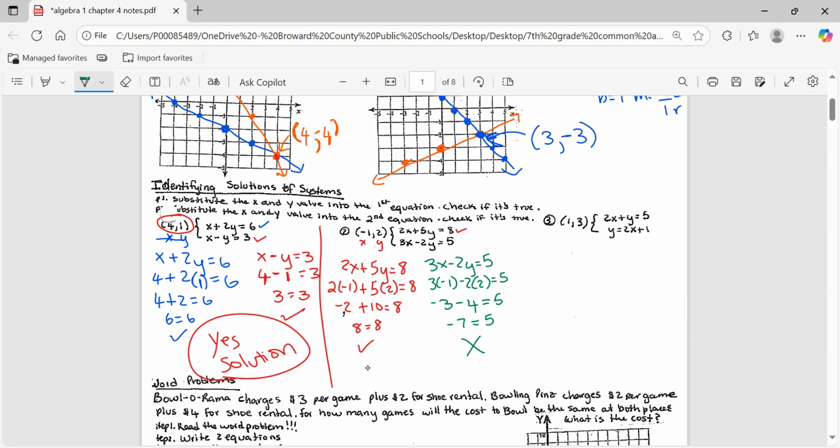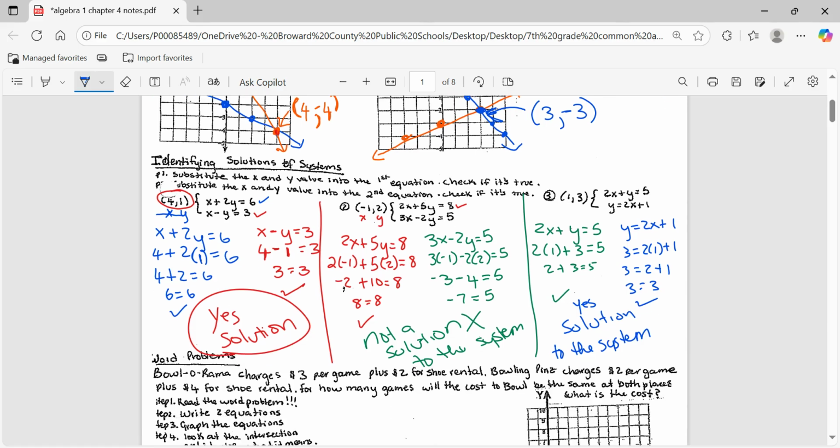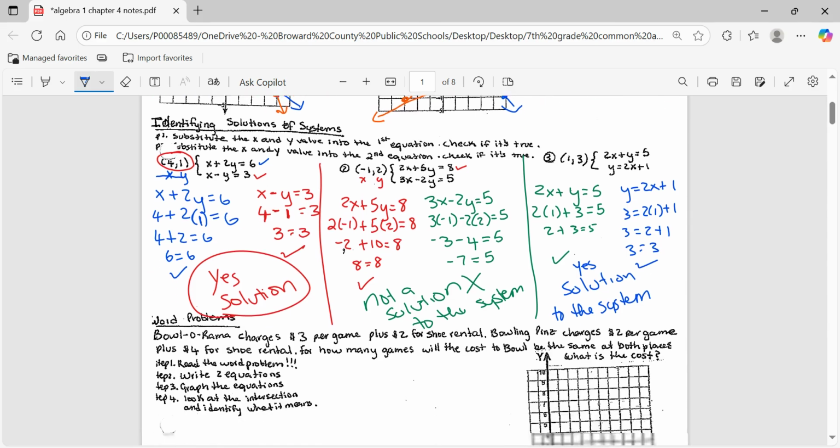line. Therefore, it is not a solution to the system of equations. It's true for one line, but it's not on the other line as well. Go ahead and test out 3. Pause and test out 3. All right, and so we would see that, yes, indeed, that is a solution to the system.